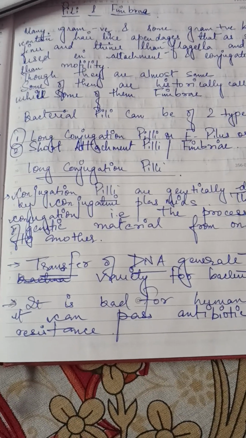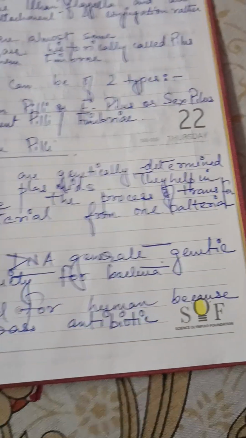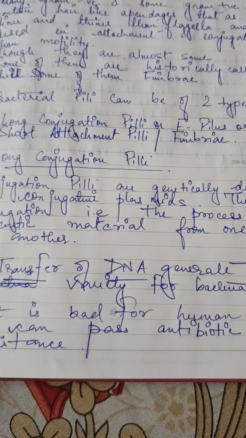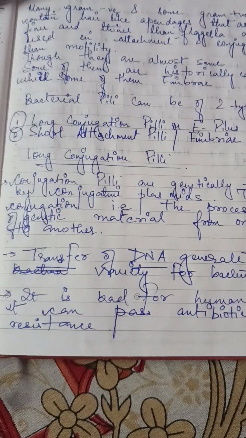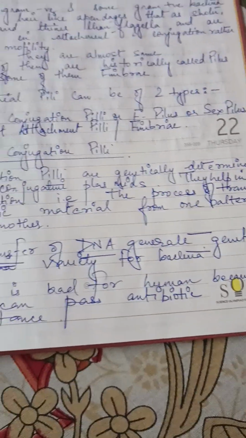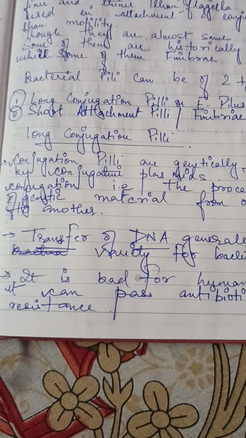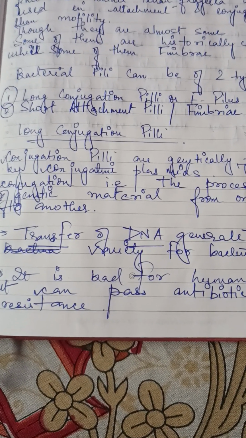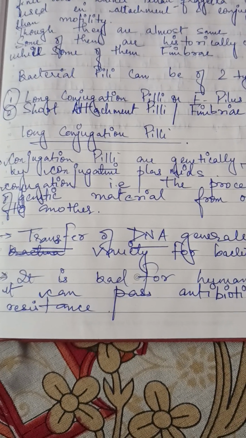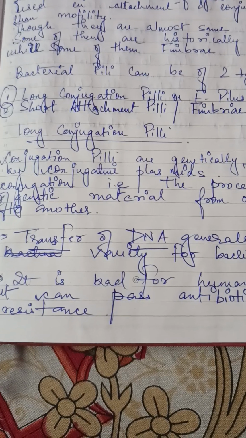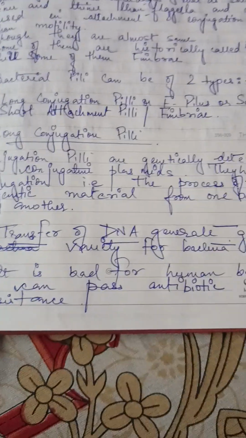When we talk about long conjugation pili, that is F pili or sex pili, they are genetically determined by the conjugative plasmid. They help in conjugation, that is the process of transfer of genetic material from one bacterium to another. Transfer of DNA generates genetic variety for bacteria.